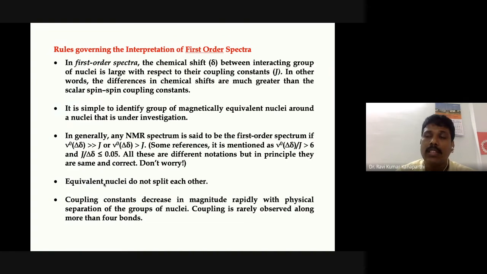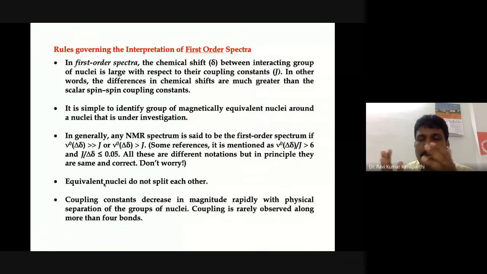And there is another parameter, that is the coupling constant. As I told you, when a nucleus is feeling the presence of adjacent nuclei, that is what is referred to as the splitting or the coupling, and because of the coupling we see the splitting. The extent of splitting is characterized by the coupling constant J, the scalar coupling constant J. Therefore, you have the other parameters: you have a J, and you have the difference in chemical shift of two different sets of protons.